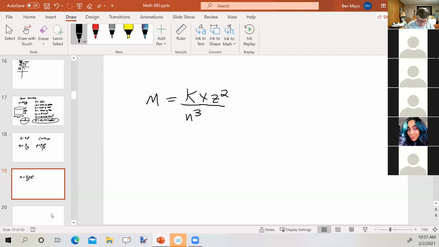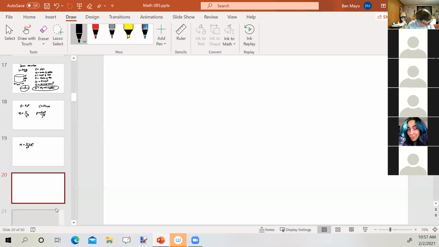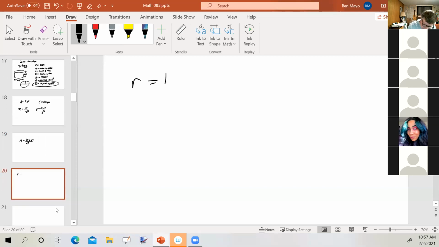Now we're going to go the other way. We're going to write the formula and then put it into words. This says R equals KT. So R varies directly as T. Questions there?